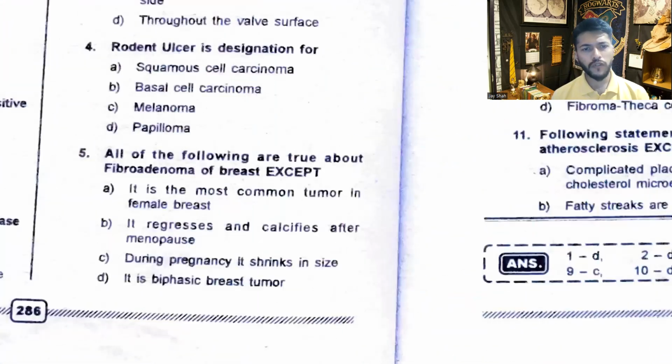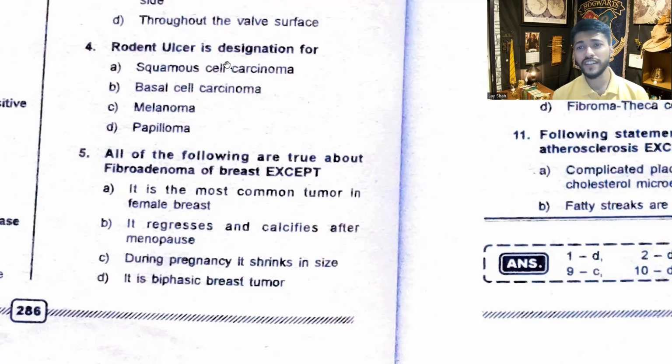All of the following are true about fibroadenoma breast. Most common benign tumor, that's true. Regresses and calcifies after menopause, that's true because it's hormone dependent. During pregnancy, it shrinks in size, no, that's false. During pregnancy, it may increase in size because it's dependent on estrogen and progesterone. Biphasic breast tumor, yes, it has a fibrous component, it has a fatty component, fibrofatty stroma. That's why it is fibroadenoma. So it's in the name itself, fibro is fibrous and adenoma is glandular. Two patterns: intracanalicular, pericanalicular, very important.